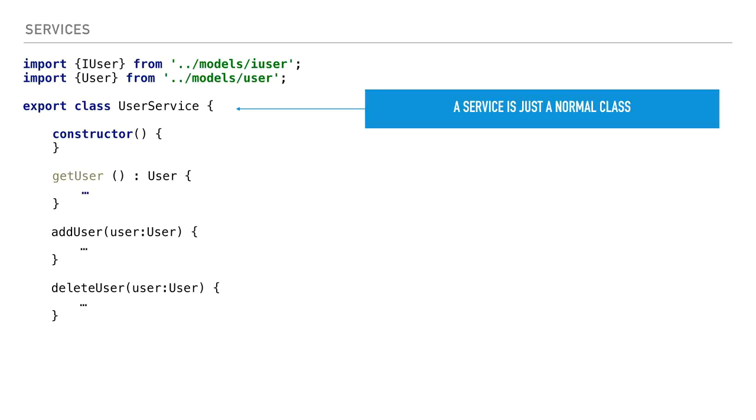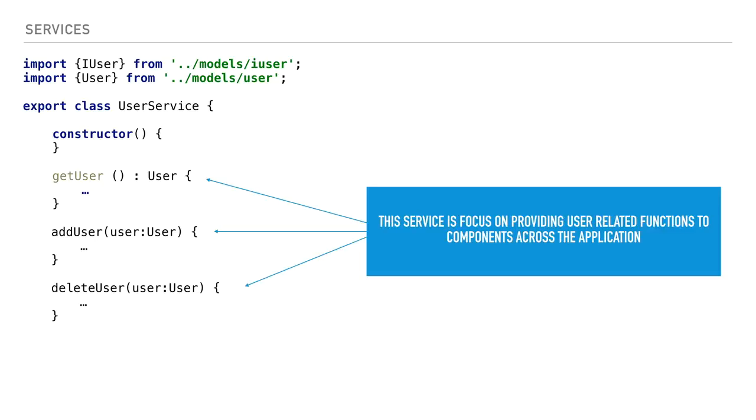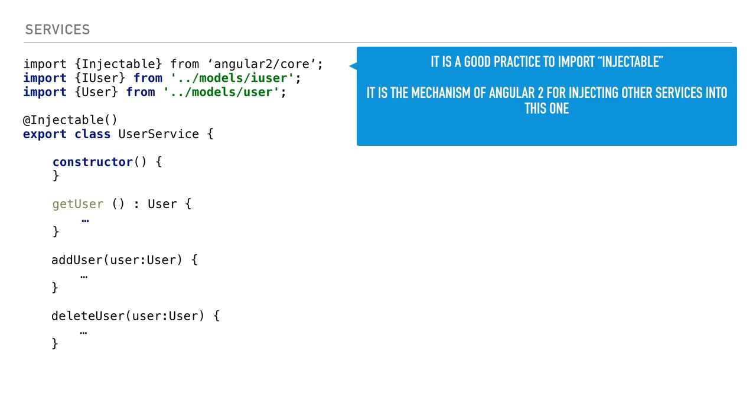Let's take a look at an example. Here we have the user service that we were talking about before. And as you can see, it's just a normal class. We are exporting this class, and it has a set of functions related with the user, like get user, add user, and delete user. Nothing else. That's it. So services should be a pretty simple concept to understand. These are the related functions, and they can be used across the entire application.